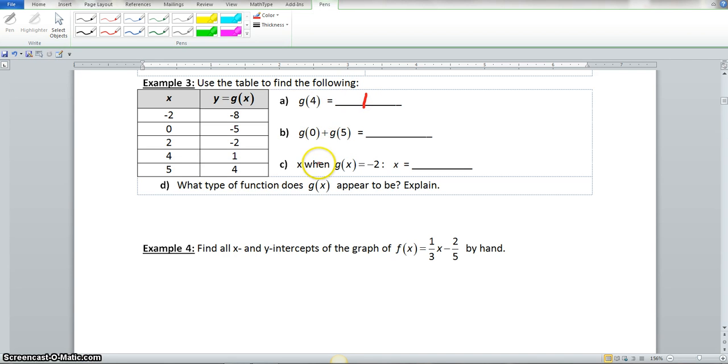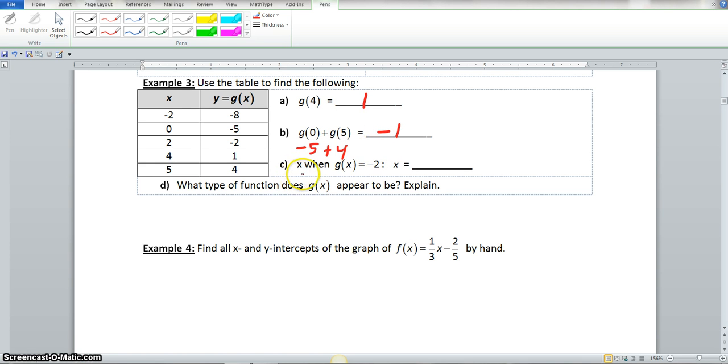Now it says g of 0 plus g of 5. Now, g of 0 is negative 5, so we know this is negative 5 plus g of 5, and when we had g of 5, that equals 4. So we had negative 5 plus 4, which would give us negative 1. And that is our final answer.